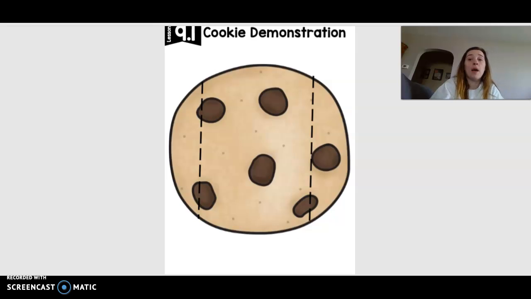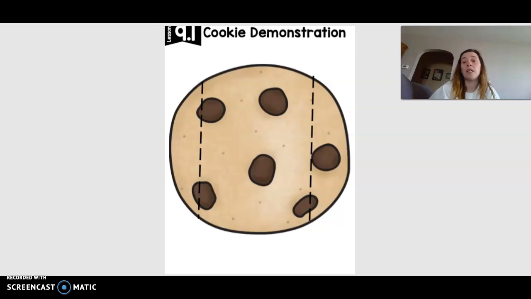Today we're going to talk about equal and unequal parts. Your I can statement is: I can determine if a shape is separated into equal or unequal parts. You are going to be able to decide if a shape is in equal parts or unequal parts. Equal means that they are the same. Unequal would mean that they are not the same. Not the same size, maybe not the same shape.